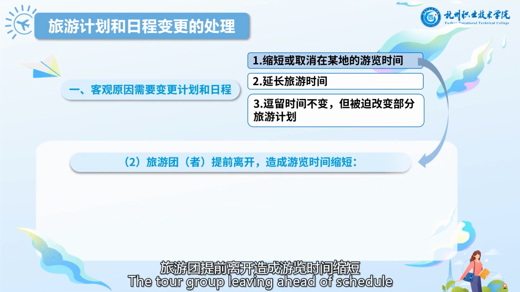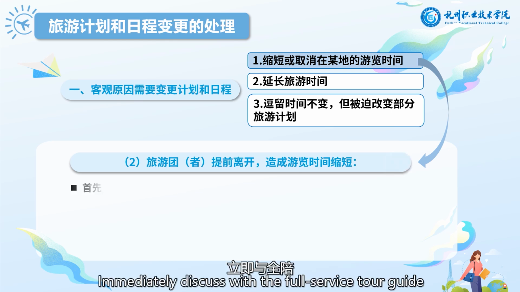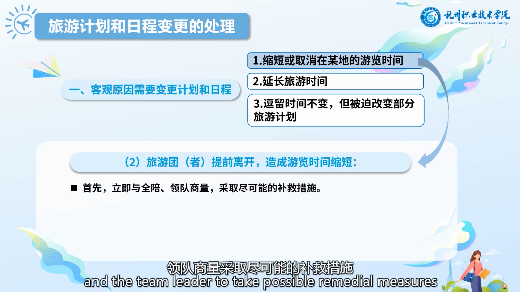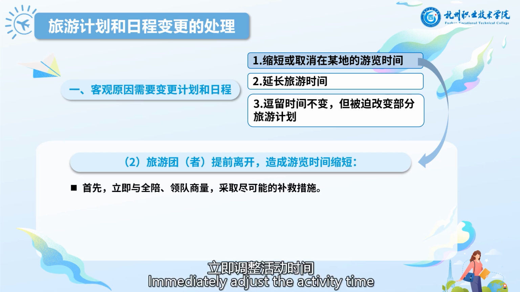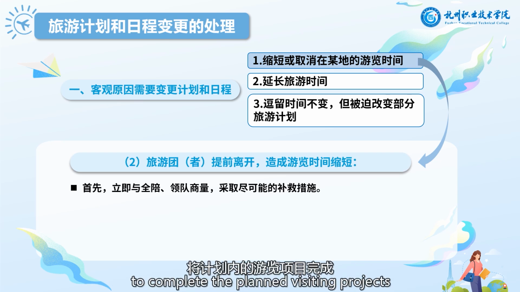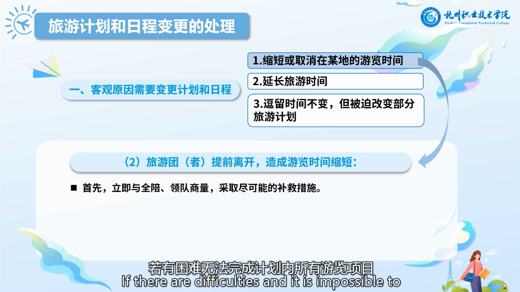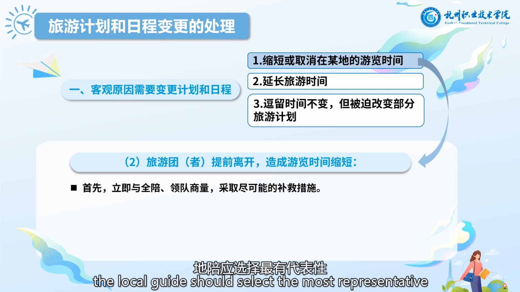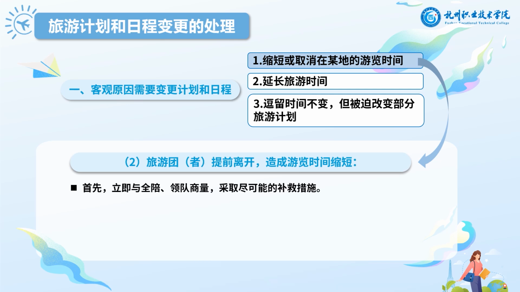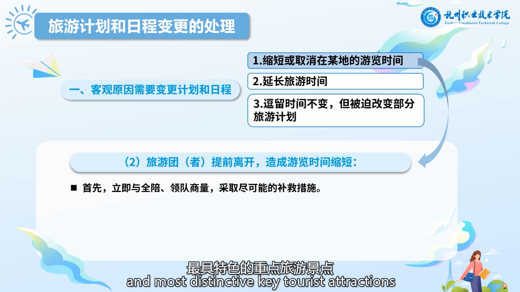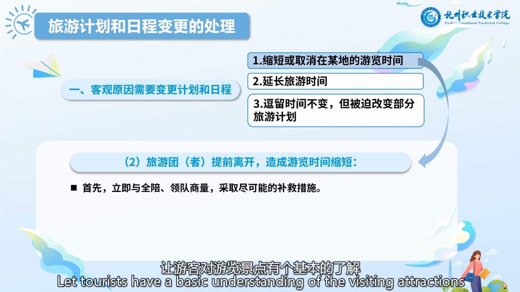Secondly, the tour group leaving ahead of schedule causes the visiting time to be shortened. Immediately discuss with the full-service tour guide and the team leader to take possible remedial measures. Immediately adjust the activity time to complete the planned visiting projects. If there are difficulties and it is impossible to complete all the visiting projects within the plan, the local guide should select the most representative and most distinctive key tourist attractions. Let tourists have a basic understanding of the visiting attractions.